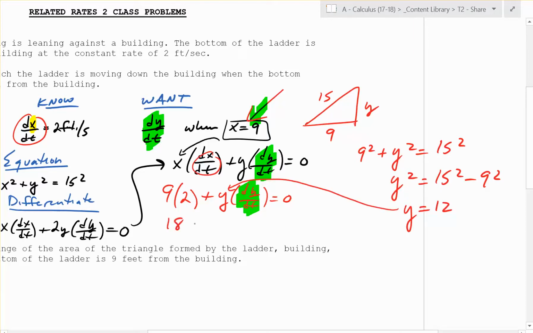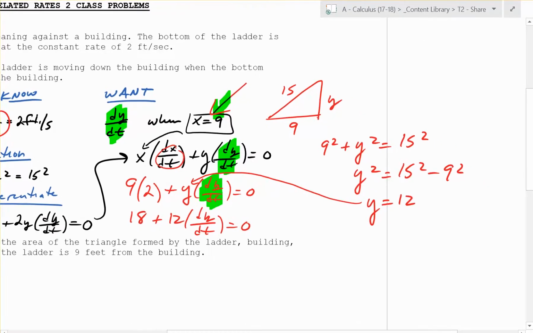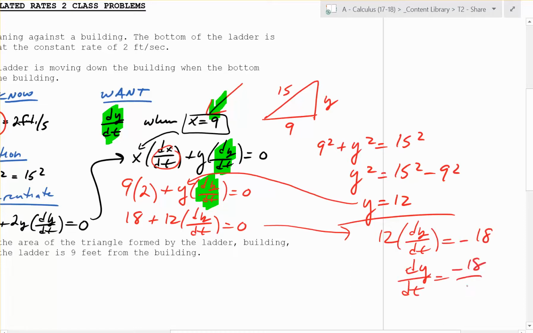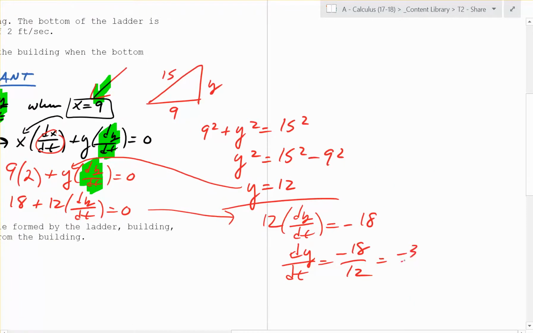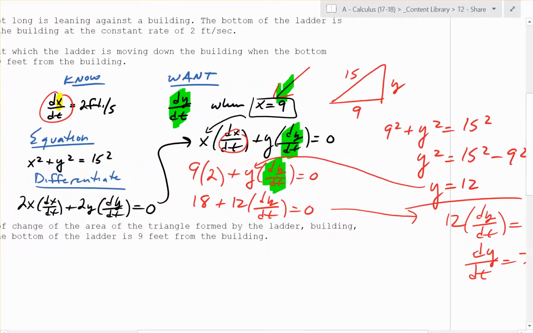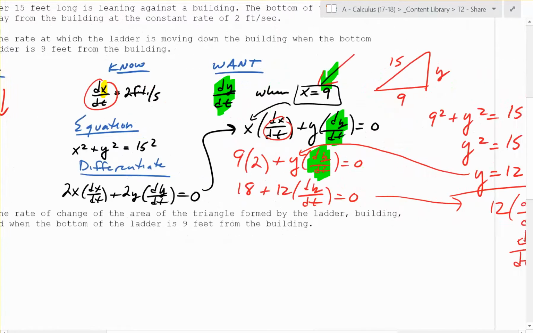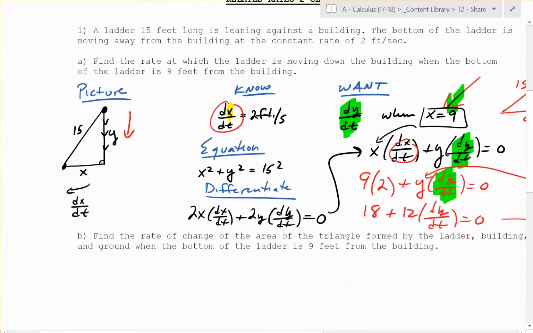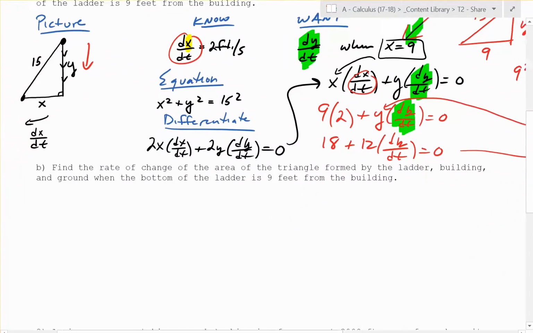You end up with 9 times 2, which is 18, plus 12 times dy/dt is equal to 0. So when you solve for dy/dt now, you end up with 12 times dy/dt is equal to negative 18. So dy/dt is equal to negative 18 over 12, which is equal to negative 3 over 2, negative 1.5. And it should be negative because it's going down. Remember, it's going down. And this is change in height, so it's going to be negative 3 over 2 feet per second right there. So again, start with picture, know, want, find the equation, find the derivative, and plug in.